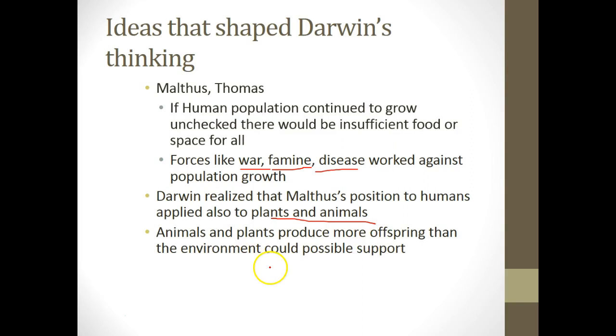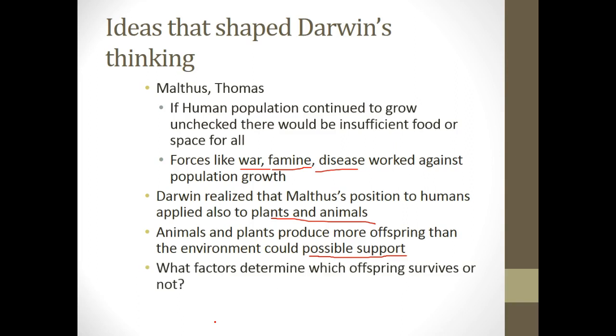Animals and plants produce more offspring than the environment could possibly support. That is important because you want to produce more than the environment can support, so that the strongest are the ones that survive and the weakest are the ones that die out. The weakest don't pass on their traits to offspring. The strongest do pass on their traits to offspring, and your population as a whole can change over time to become better suited to that particular environment, and that population becomes a better species.